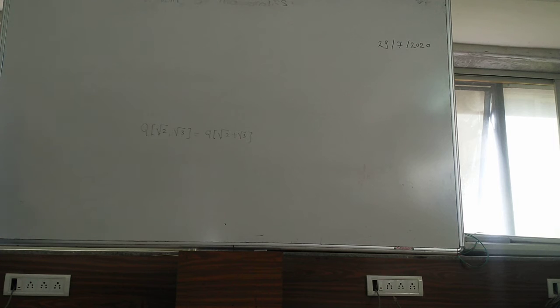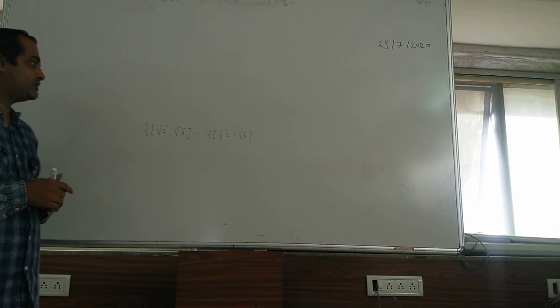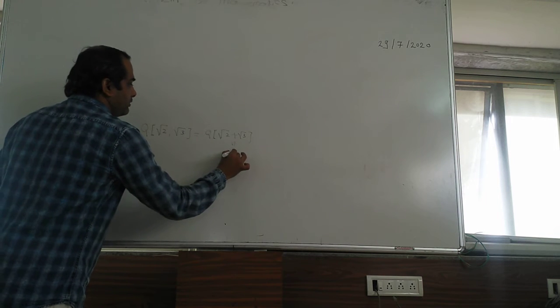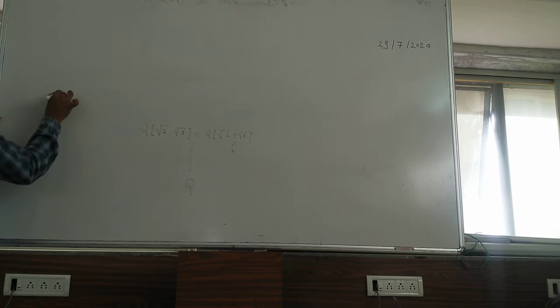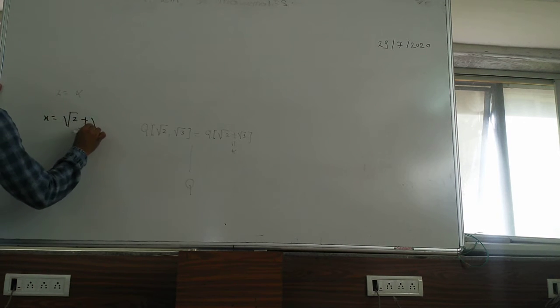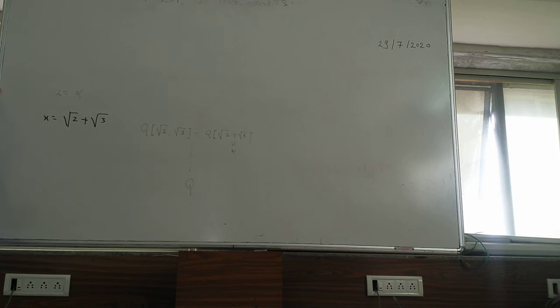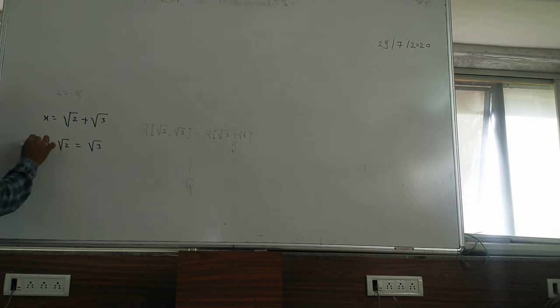To find out the degree of extension, one can use this. Instead of going for each one, just take the alpha. To find the degree of extension over Q, take x equal to alpha. What is your alpha? It is root 2 plus root 3. So x is equal to root 2 plus root 3. Take root 2 to this side: x minus root 2 is equal to root 3. Take the squares on both sides.